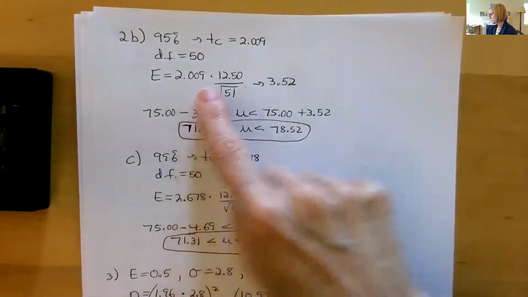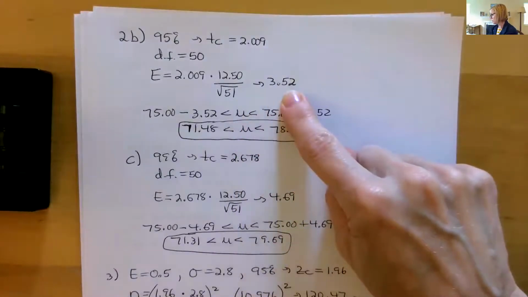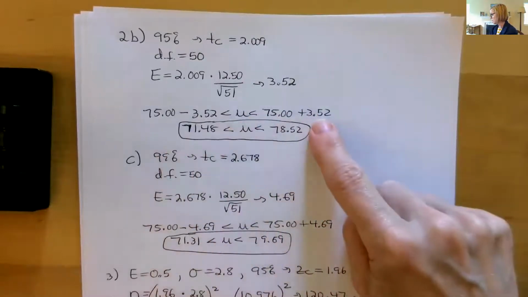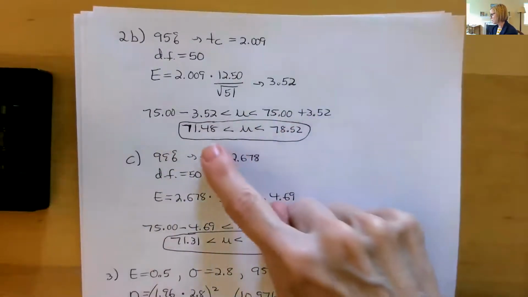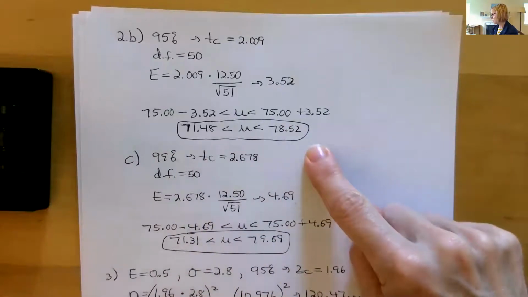So critical value of T times the sample standard deviation divided by the square root of the sample size gives you about $3.52 for the margin of error, which you subtract and add to the sample mean of 75 to get this 95% confidence interval for the population mean cost of repairing DVRs, I think it was.